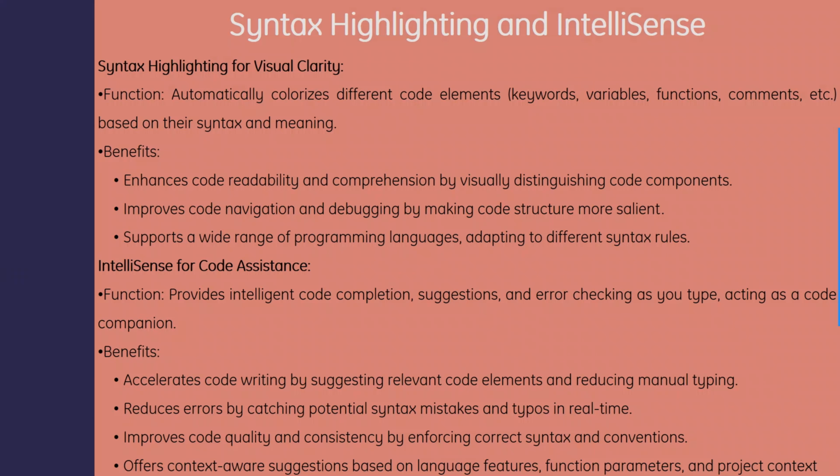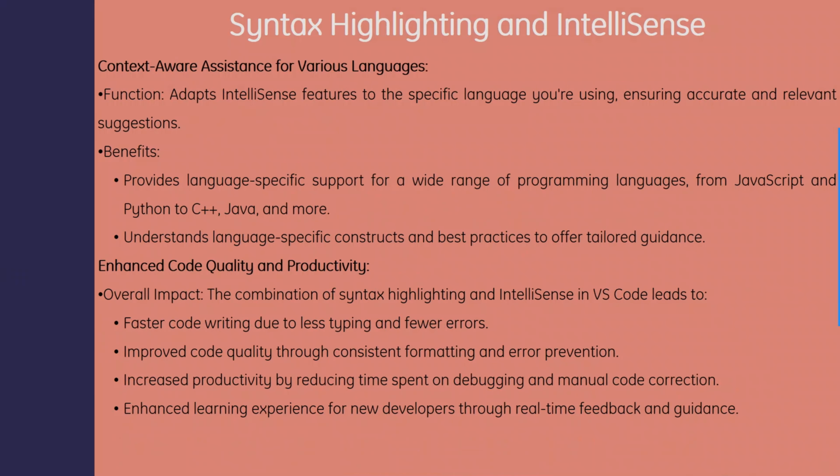The function being provides intelligent code completion suggestions and error checking as you type, acting as a code companion. The benefit being accelerates code writing by suggesting relevant code elements and reducing manual typing. Secondly, we have reduces errors by catching potential syntax mistakes and typos in real time. Thirdly, improves code quality and consistency by enforcing correct syntax and conventions, which offers context-aware suggestions based on language features, function parameters, and project context.